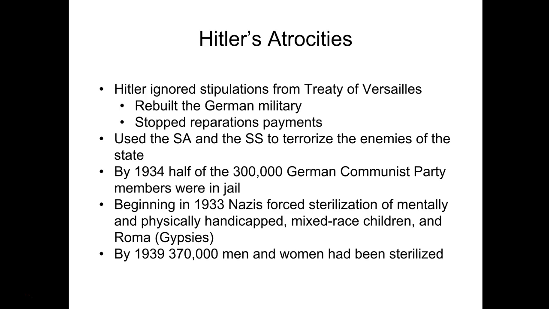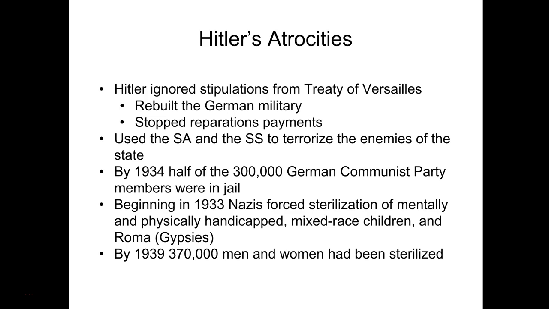In the midst of this, he begins his long list of atrocities. And so he ignores the stipulations from the Treaty of Versailles. He refuses to pay reparations. He simply stops paying them back. And no one can really do anything because what are you going to do? No one wants to fight another war, especially because Hitler's also rebuilding the German military.